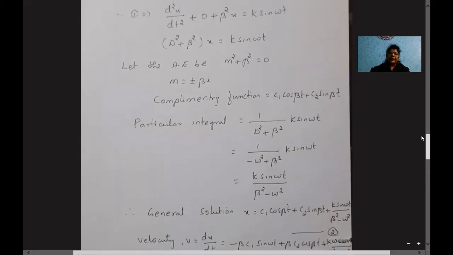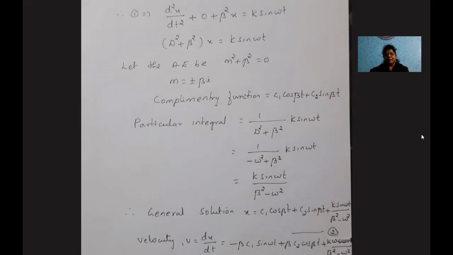And what about the particular integral? 1 by the operator d square plus beta square of k sin wt. K is a constant, so no need to bother about this k. For sin wt, any function of sin ax or cos ax, we will substitute d square as minus a square. Here the coefficient of t is w, so we should apply d square is minus w square.